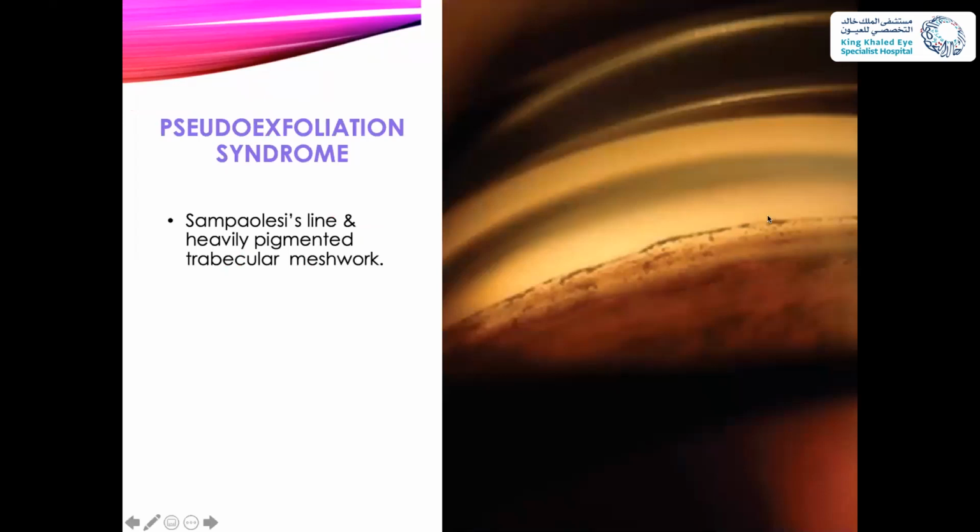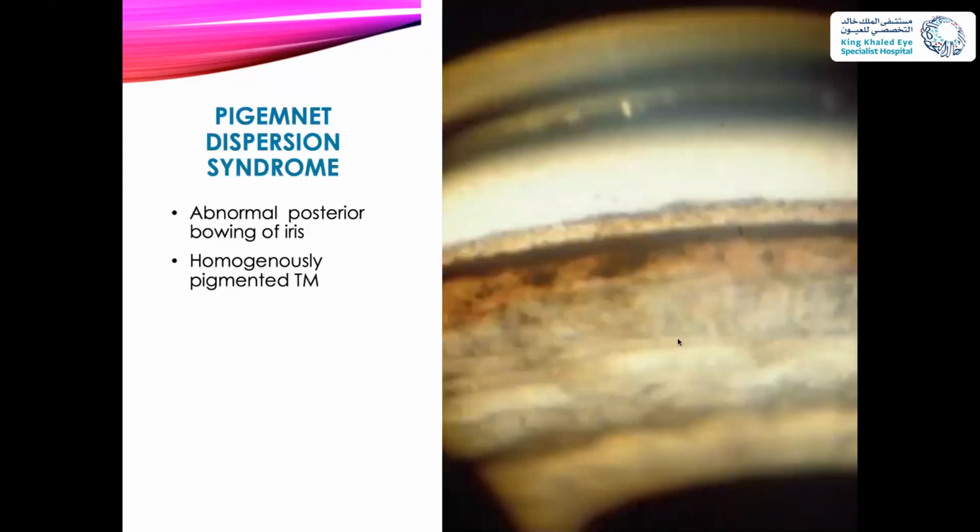Pseudoexfoliation, and this is the Sampaolesi line. You can see there the trabecular meshwork is heavily pigmented, but it's heterogeneous, unlike the cases of pigment dispersion. Along with that, in pigment dispersion, you can see that the iris seems very concave in shape, as well as in a high myope individual.